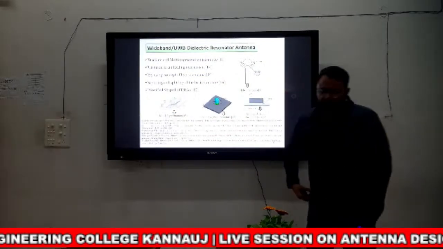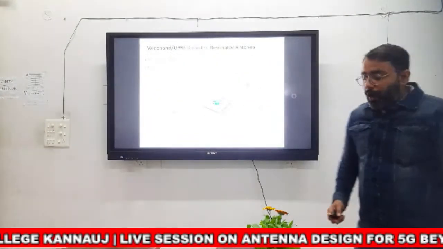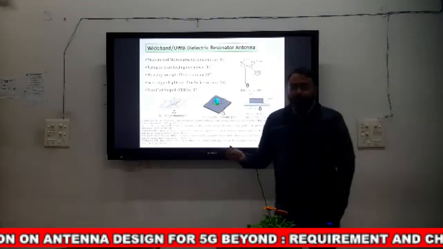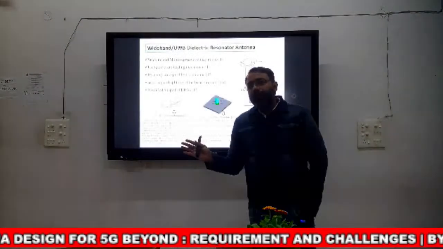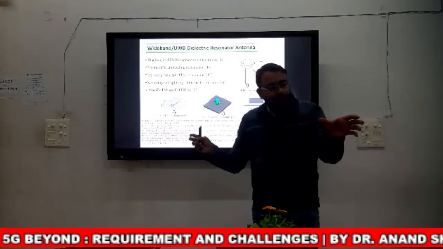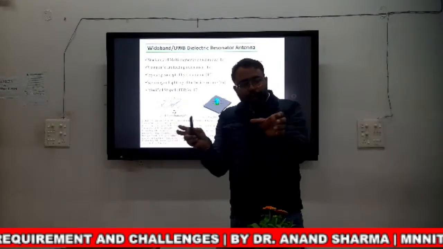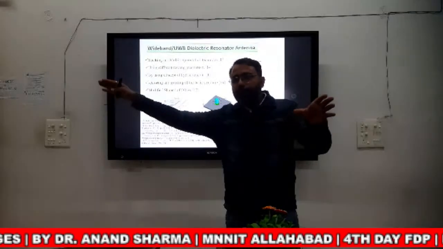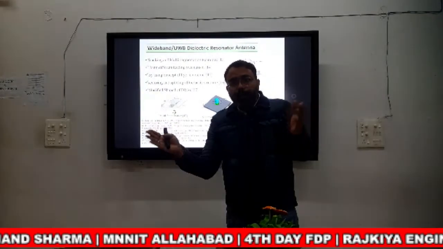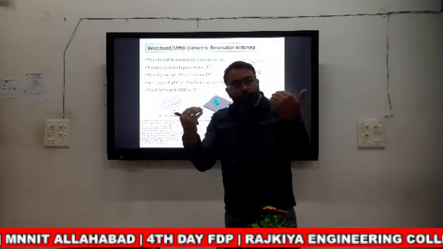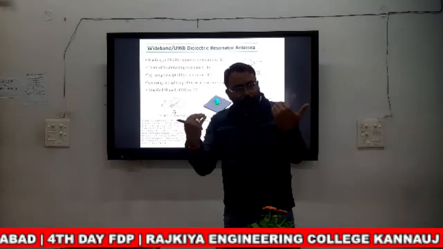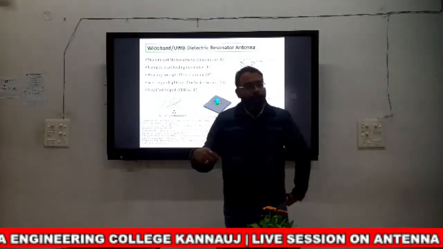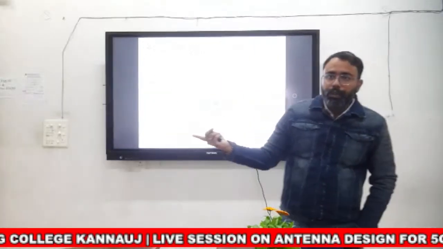Now come to another topic, and that is how can we generate a wideband or ultra wideband characteristic. So there are so many things. One is that if you are creating multiple frequency bands and they come closer in frequency, the structure becomes wideband. Another thing is that if you reduce the quality factor of the antenna, then the bandwidth increases, because bandwidth is inversely proportional to the quality factor.